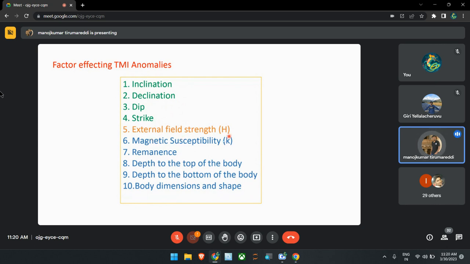External magnetic field strength H and magnetic susceptibility, these two factors are working as proportionality constants. If these increase, then TMI anomaly amplitude will increase. And remanence, depths D1 and D2, depth to the top and bottom, and body dimensions, these are the body parameters which will also change the TMI anomaly patterns. So we will see one by one how TMI anomaly patterns vary with respect to these parameters.